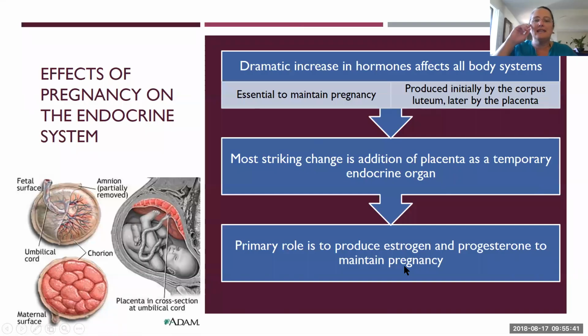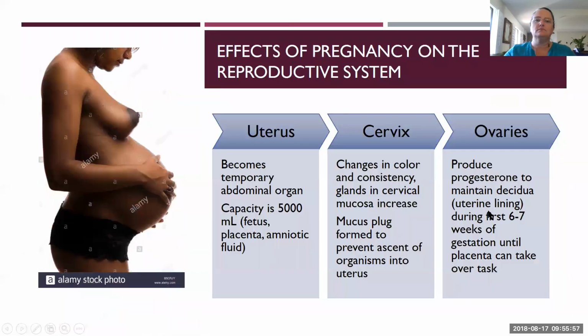Here's some effects on the endocrine system. Lots of hormones. I talked about this before. The most striking is that the placenta is a temporary endocrine organ, and it is helping us maintain our progesterone and estrogen to tell our body we need to stay pregnant. So the uterus becomes a temporary abdominal organ.